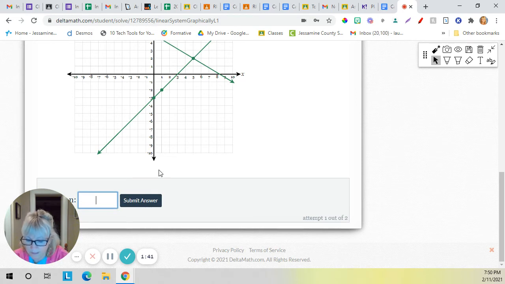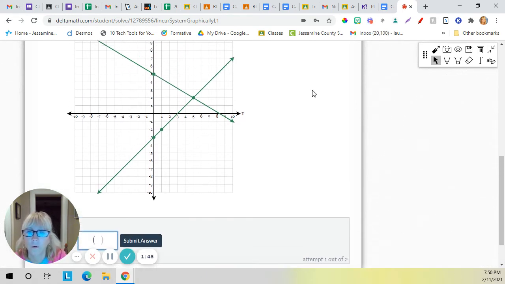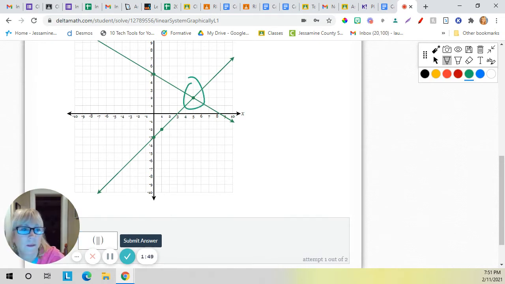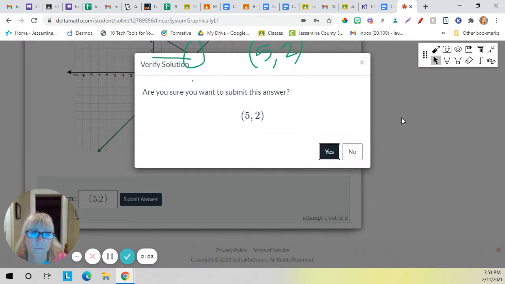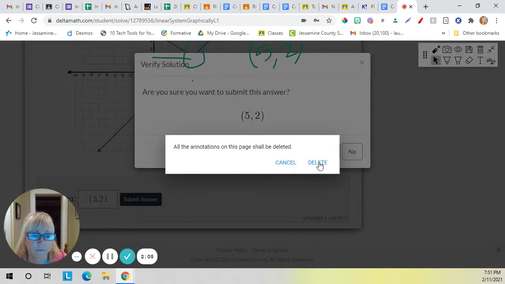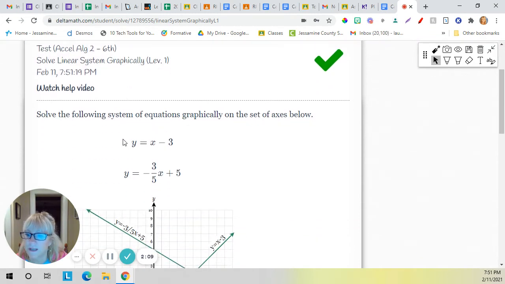So we're going to put parentheses because remember it's an ordered pair, and my ordered pair is going to be this point right there, which is my x is 5 and my y is 2. So my answer is 5 and 2. So I'm going to put 5, 2 and submit my answer. All that stuff before we submit so we can kind of see. All right, and so that's what that's going to look like.